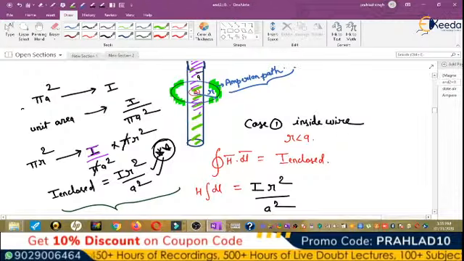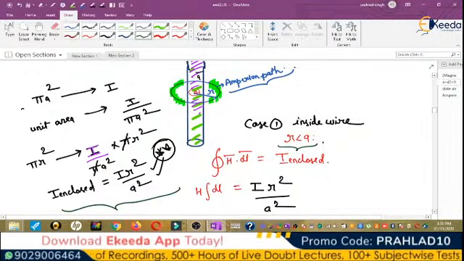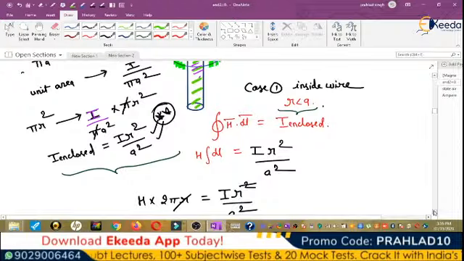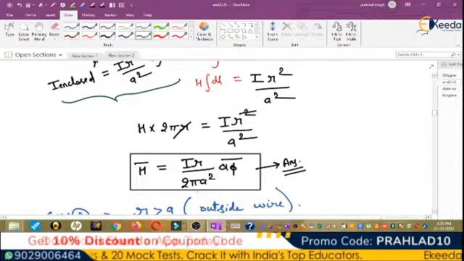Case number 1 is inside the wire, r less than a. So for r less than a, current enclosed is I r square by a square. So we'll simply put here H into 2 pi r is equal to I r square by a square. So this answer is I r by 2 pi a square a phi.